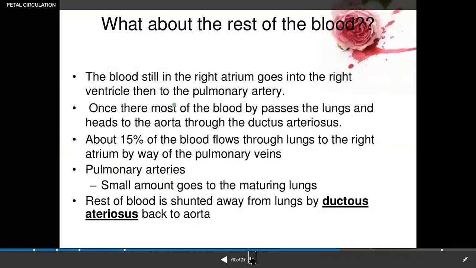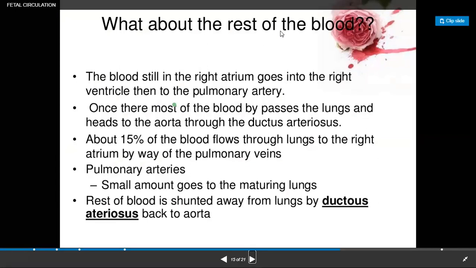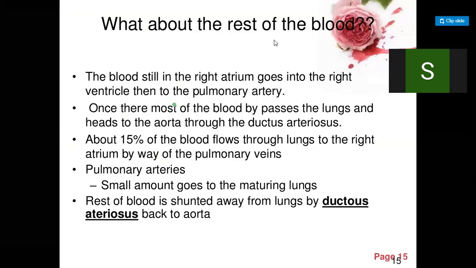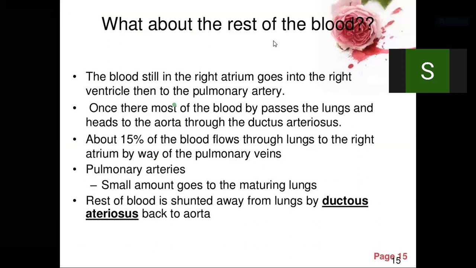So what about the rest of the blood? The blood still in the right atrium goes into the right ventricle, then to the pulmonary artery, that is normal circulation. Most of the blood passes the lungs and heads to the aorta through the ductus arteriosus. About 15% of the blood flows to the lungs by way of the pulmonary arteries and veins. A small amount goes to the maturing lungs. The rest of the blood is shunted away from the lungs by the ductus arteriosus back to the aorta. So that is how it actually takes place.